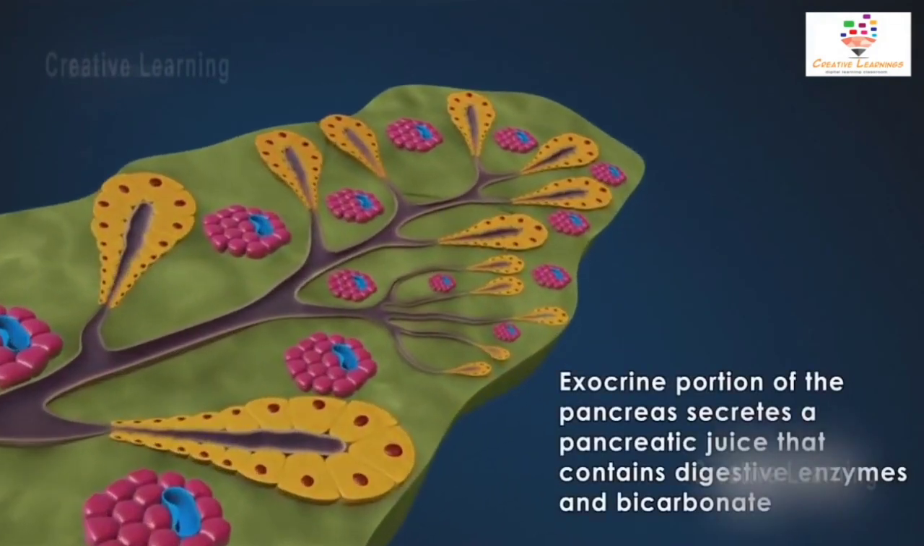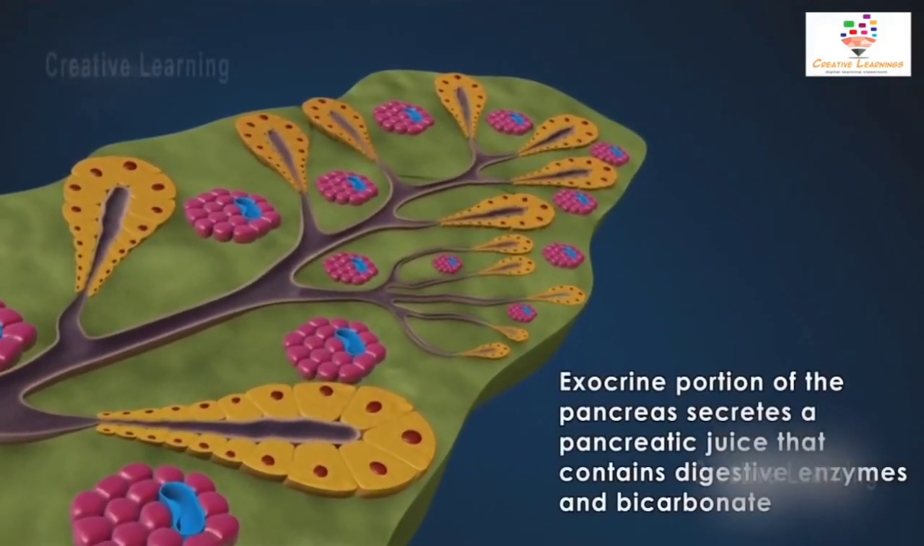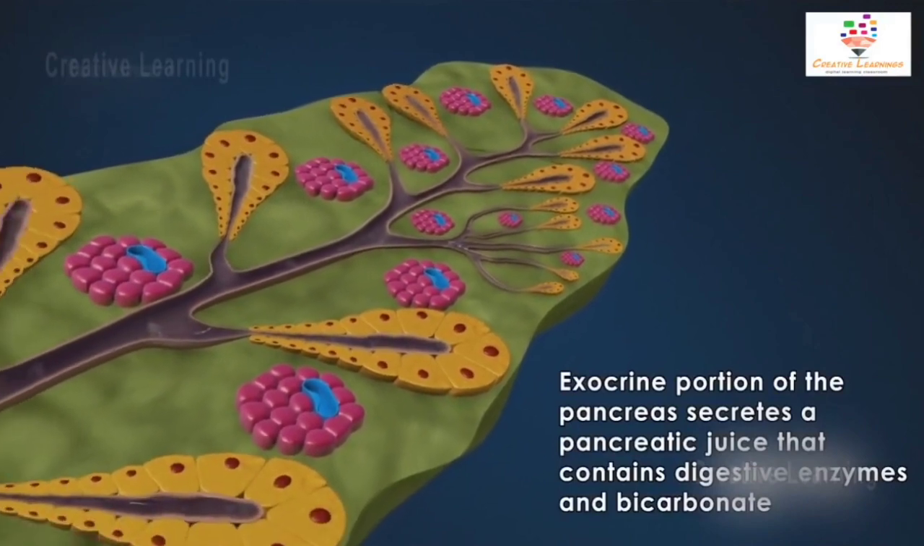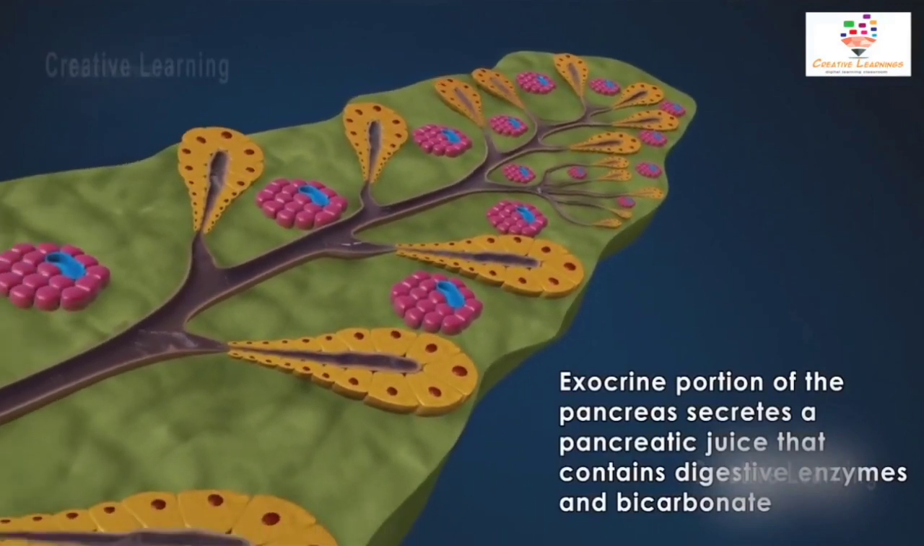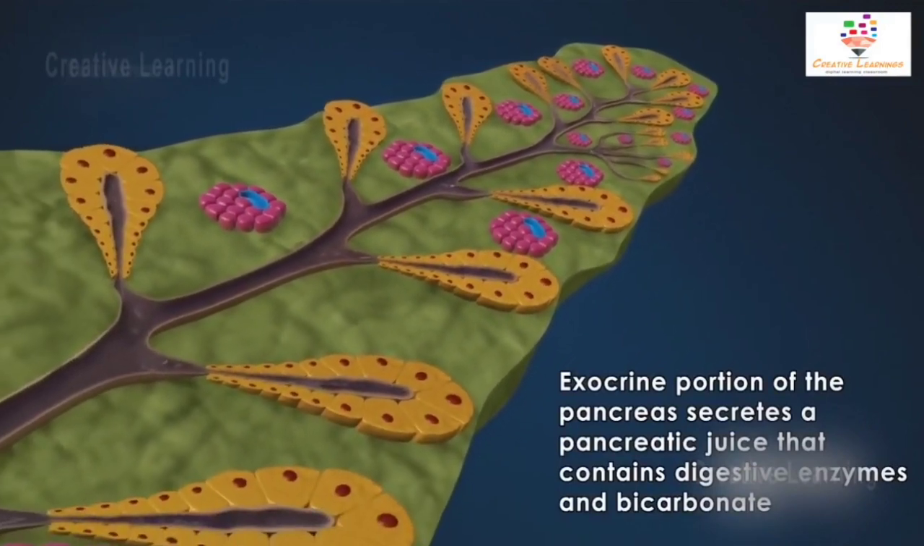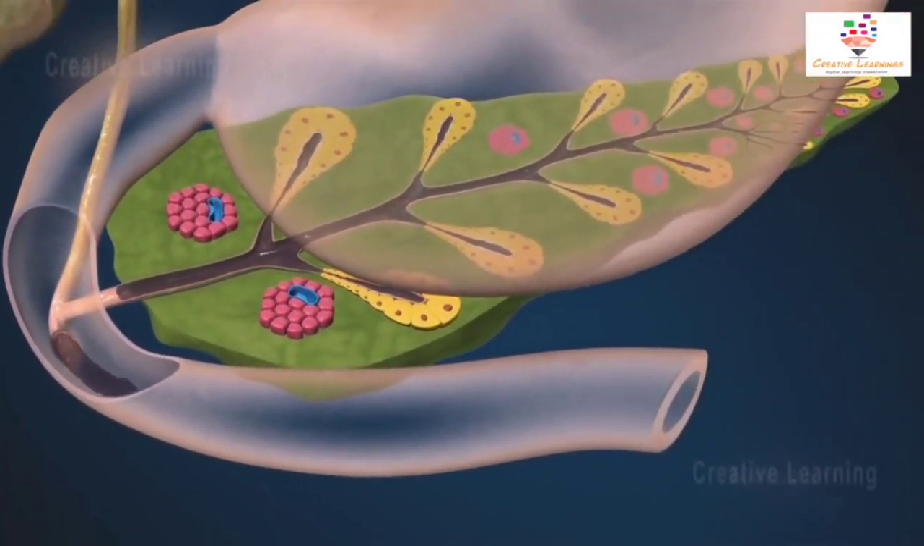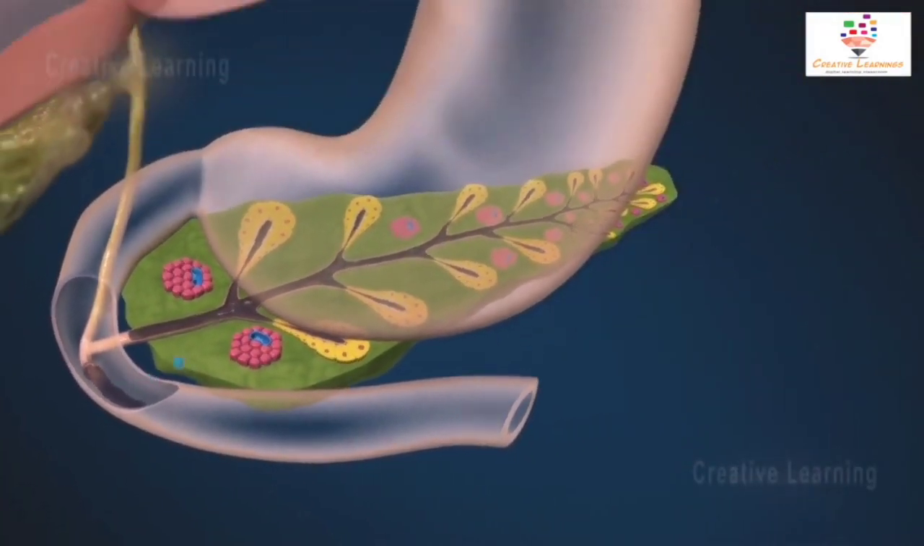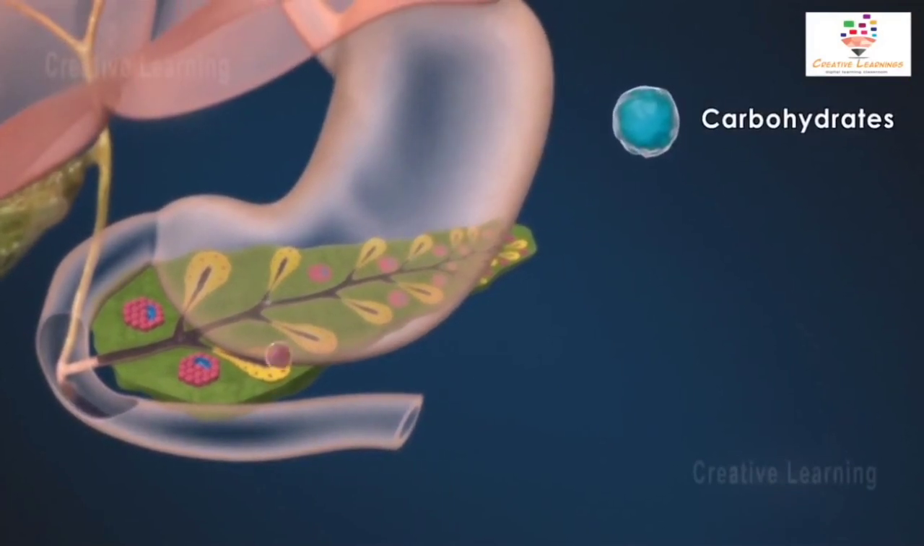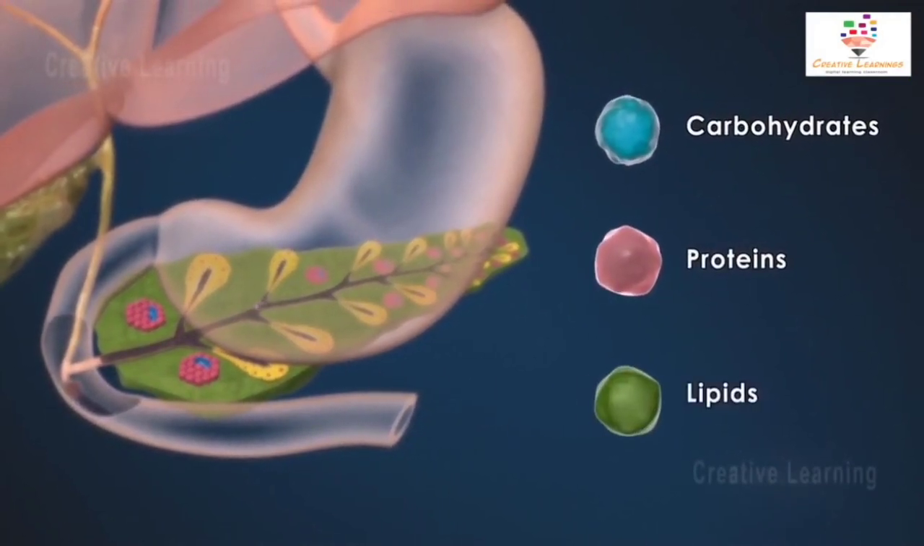The exocrine portion of the pancreas secretes a pancreatic juice that contains digestive enzymes and bicarbonate. This fluid flows into the small intestine, where it further breaks down carbohydrates, proteins, and lipids.